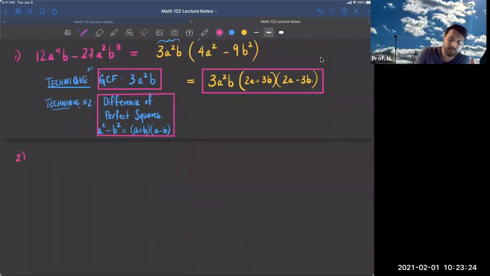So now let's look at the next example. What if I get something like this? 10x squared minus 25x minus 60. So this is what's called a trinomial, right? Particularly, it's a quadratic expression, but it's a trinomial. Now, what's the first thing again that I could do here? So always see if you can factor the GCF. Is there a GCF among these three terms?